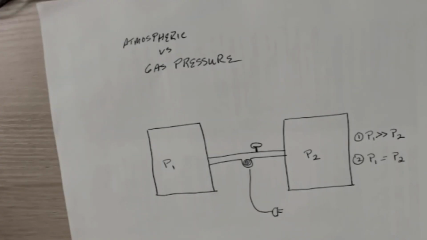Now we talk about something called the second law of thermodynamics and something called entropy. Now the rule is that entropy must always increase. So let's look at this situation.